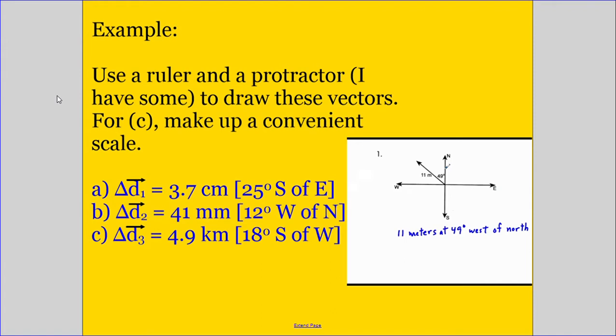So pause the video, get the materials that you need, and just try to draw what those angles would look like. I have a picture over here on the side showing that compass direction and saying it's 11 meters at 49 degrees west of north. You can see the 49 degree marker that's there, and it's showing it's going west of the north direction. So it's 49 degrees away from north heading west. Take a second, you could use that as an example and try to sketch out what those are. And when you're ready, come back and we'll go through them.